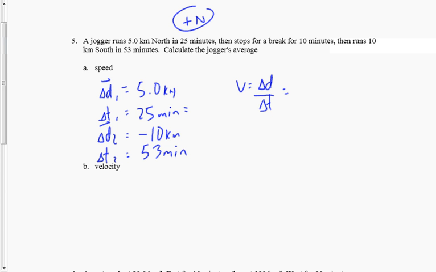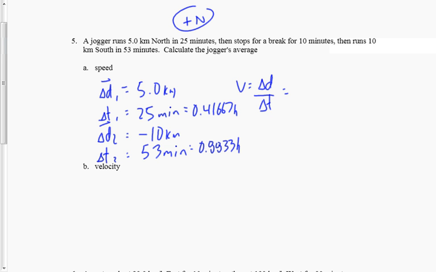To convert minutes to hours, you're going to divide by 60 because there's 60 minutes in an hour. So you divide 25 by 60, and you end up getting 0.41667 hours. 53 minutes, 53 divided by 60 is going to give me 0.8833 hours.